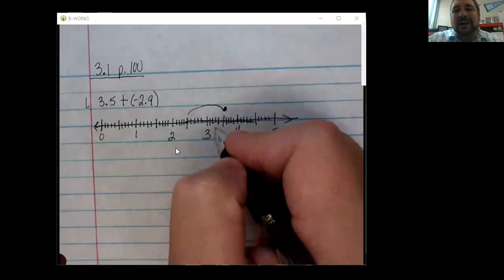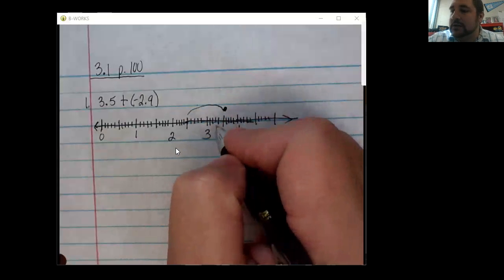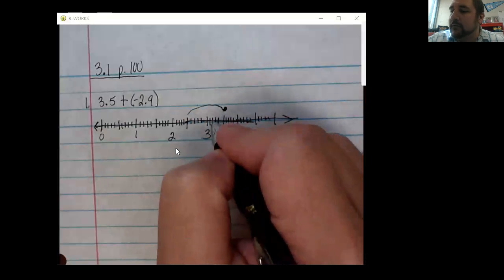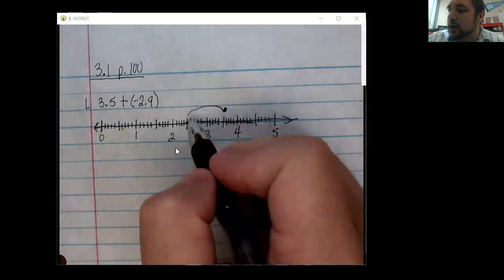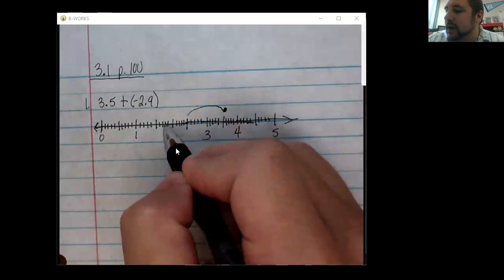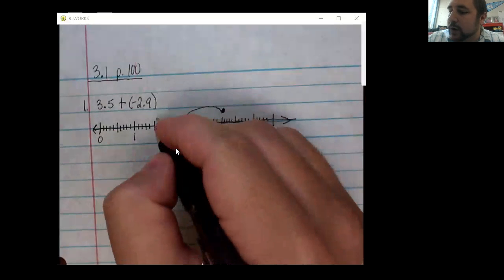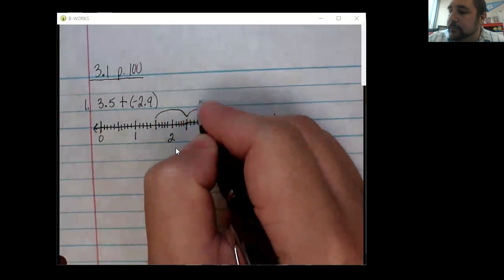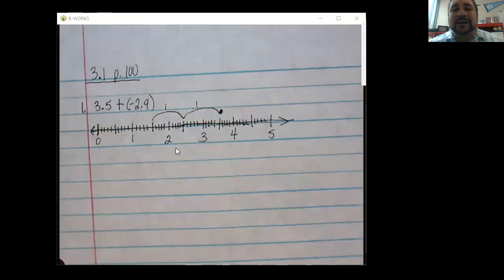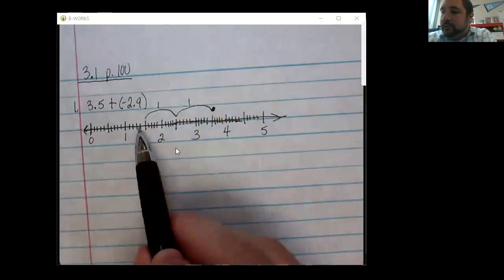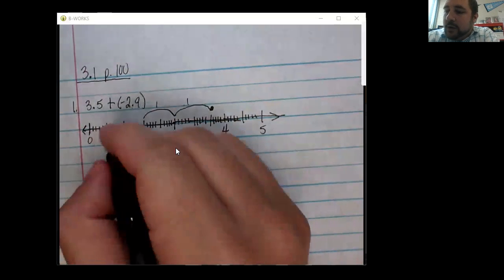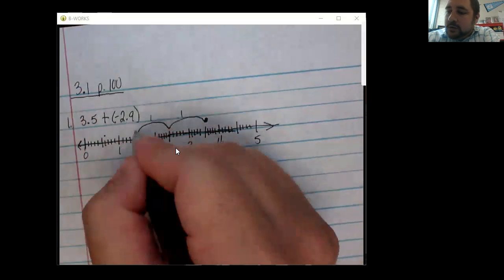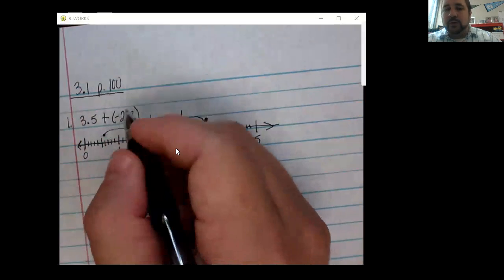Now, if you wanted to count by lines, 1 whole is 10 of these 1/10 lines. So 1, 2, 3, 4, 5, 6, 7, 8, 9, 10. Then we're going to do another whole. 1, 2, 3, 4, 5, 6, 7, 8, 9, 10. So we're now at 1.5. So there's our 2 and 9/10. So that means we're going to go another 9 lines to the left. So that's 1, 2, 3, 4, 5, 6, 7, 8, and we end up right there. Almost the one before the 0.5.